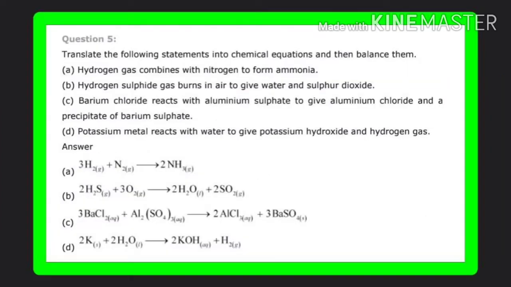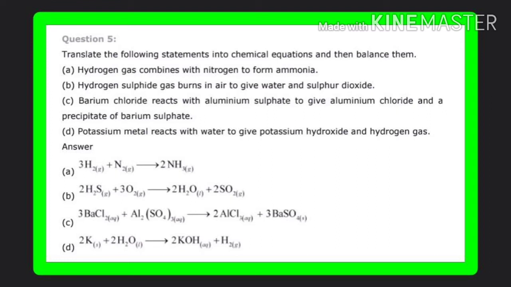The next question: translate the following statements into chemical equations and then balance them. First you have to identify the formulas correctly. First one, hydrogen gas combines with nitrogen to form ammonia. Hydrogen gas is H2, nitrogen is N2. So you got H2 plus N2 to form ammonia. The product is ammonia, that means ammonia is NH3. So you have your equation H2 plus N2 gives NH3. Balance it on your own. Try balancing on your own without looking at the answer. Second one, hydrogen sulfide gas burns in air.